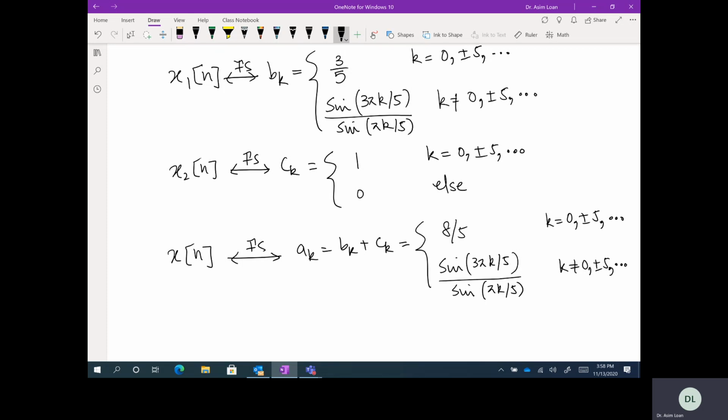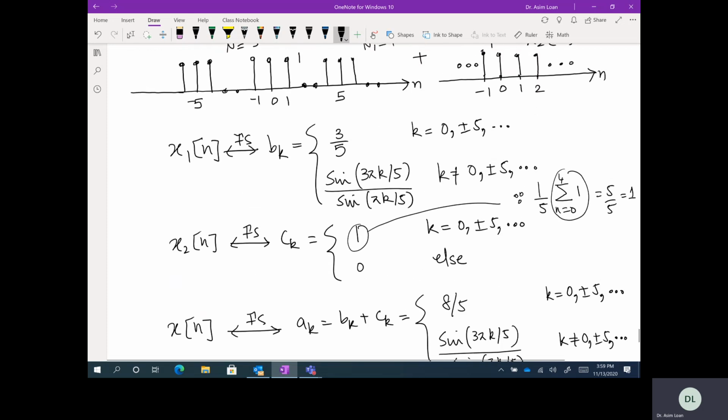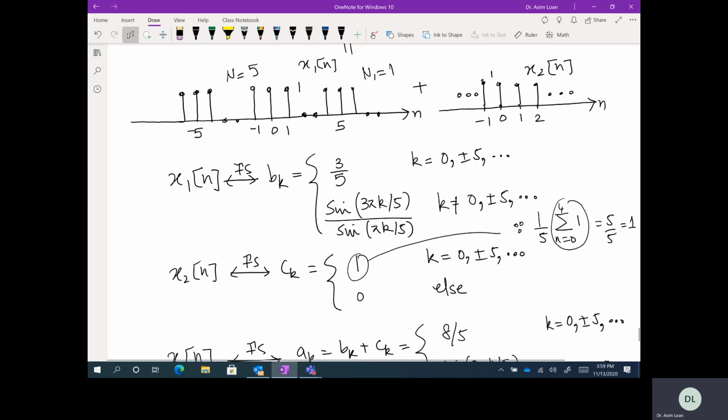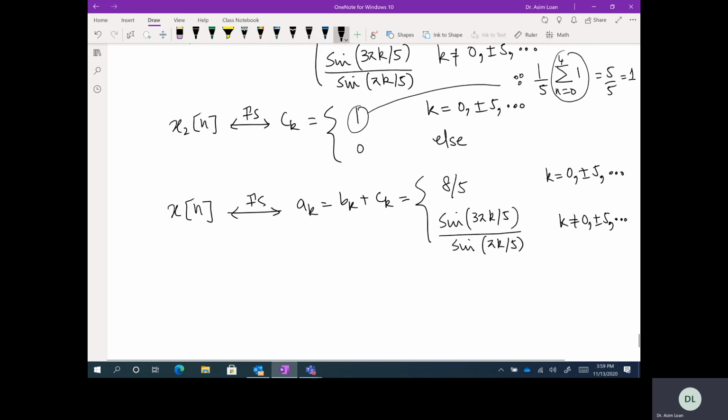Okay, and why is this one equal to? So this is 1 because 1 over 5, I can take any values, n is equal to 0 to 4. This height is 1, so this is 5 values. So this is 5 over 5, which is equal to 1. And obviously, since this is a constant, I'm going to take this value. This is the DC value over here.